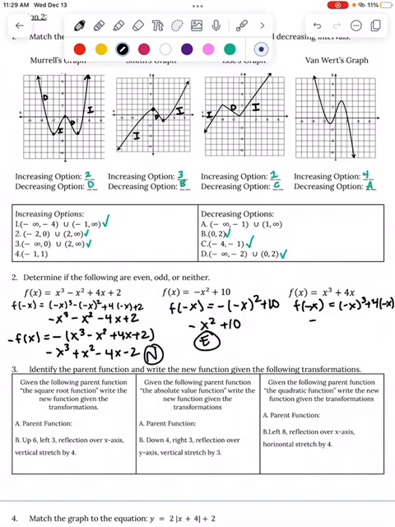That's going to become negative. Not the same, so I know it's not even. Let's check negative on the outside. Sorry, my pen keeps dying on me. Negative on the outside is going to make it negative x cubed minus 4x. You see how our second one, these two are the same? That means that's odd. Just do a no.